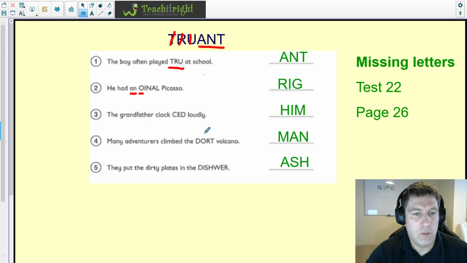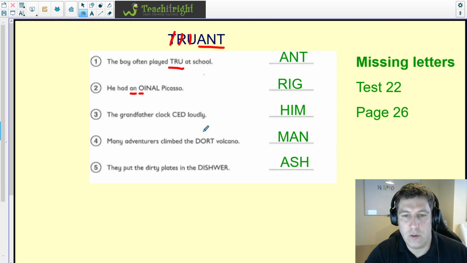Number 4, we've got many adventurers climbed the something volcano. Some of you may have heard of the word dormant. Dormant volcano, a sleeping volcano, one that doesn't erupt. So if they were climbing the volcano, yes, it's very likely to be dormant. So dormant is the word there. What sort of volcano could it be? And yes, dormant is what we need there.